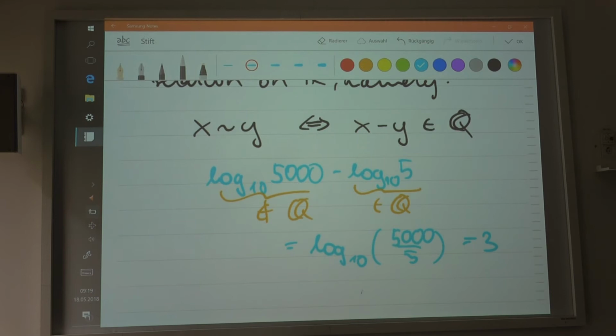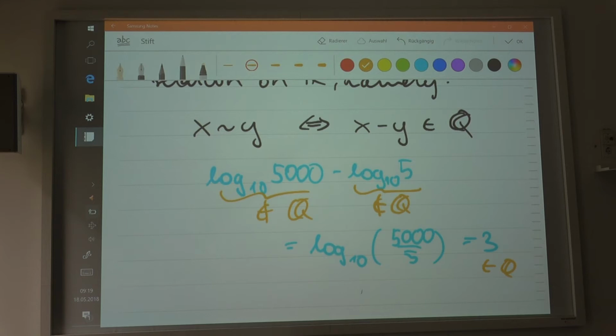Good. Now you see that just because you have two irrational numbers, it doesn't mean that the difference cannot be rational as well. Of course, 3 is a rational number. This is not a rational number, that one is not either, but the difference is. So that can be the case. So these two numbers relate to each other.